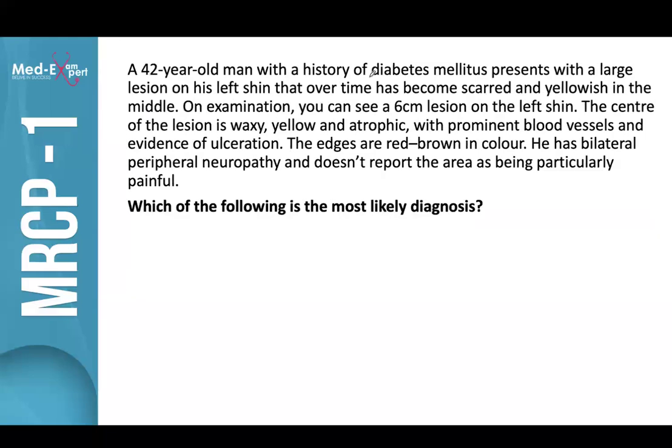Coming to the next question. A 42-year-old man with a history of diabetes mellitus presents with a large lesion on the left shin. Over time it has become scarred and yellowish in the middle. On examination, you see a 6-centimeter lesion on the left shin. The center of the lesion is waxy, yellow, atrophic, with prominent blood vessels and evidence of ulceration. The edges are red-brown in color. He has bilateral peripheral neuropathy and doesn't report the area as being particularly painful.